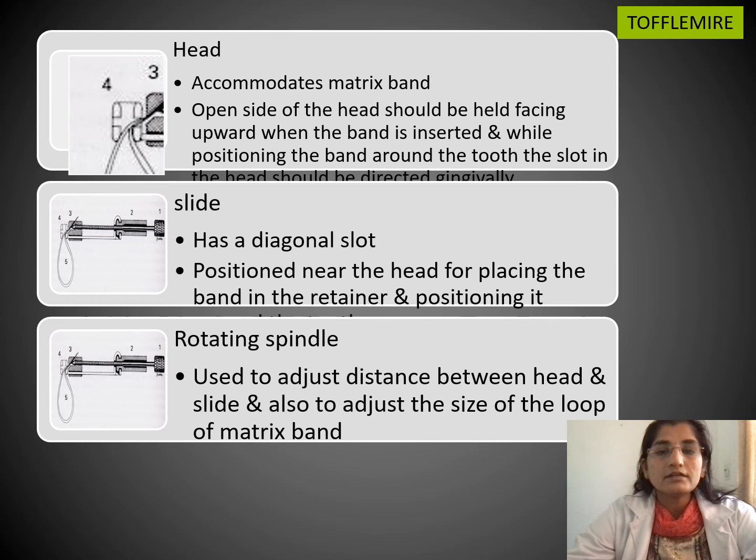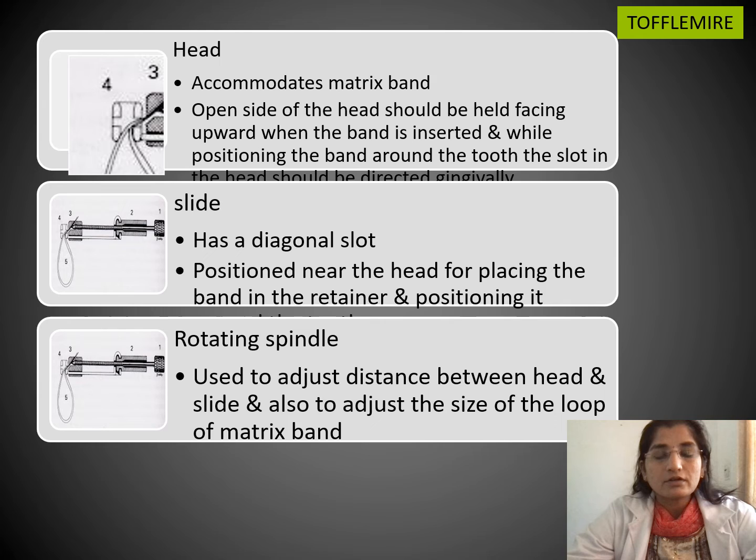The head part helps in accommodating the matrix band, and the open side of the head should be held facing upward when the band is inserted. While positioning the band around the tooth, the slot in the head should be directed gingivally. And the diagonal slot: the slide part has a diagonal slot. It should be positioned near the head for placing the band in the retainer and positioning it.